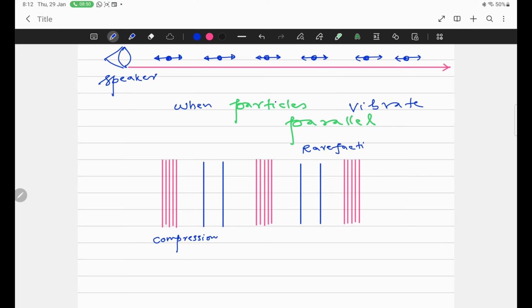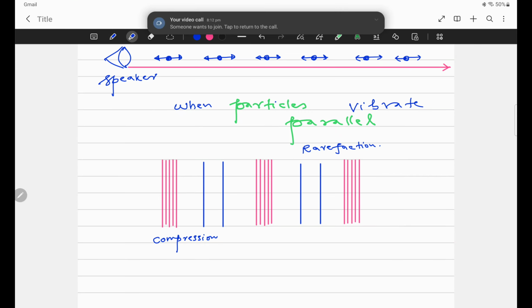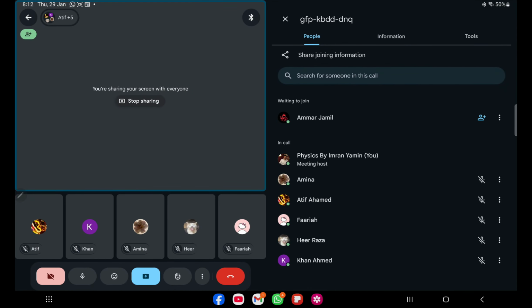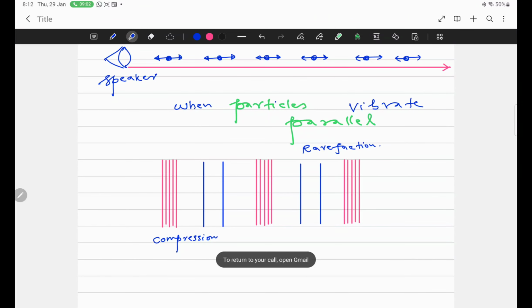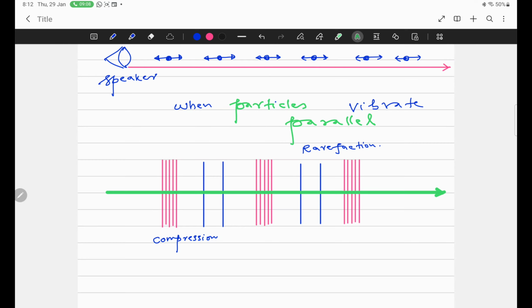So when a longitudinal wave passes through a medium, consider on the left hand side we have a speaker. Consider sound wave is traveling in this direction. Then particles of the medium will be vibrating parallel. When particles vibrate parallel, this is called longitudinal wave.